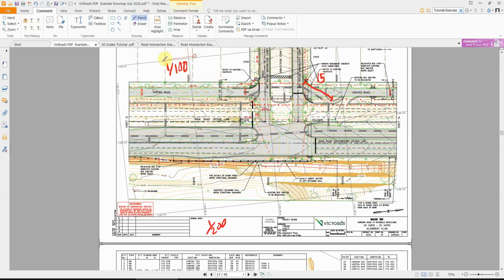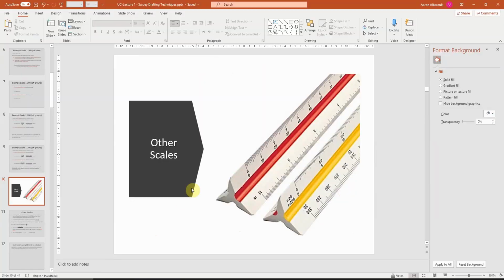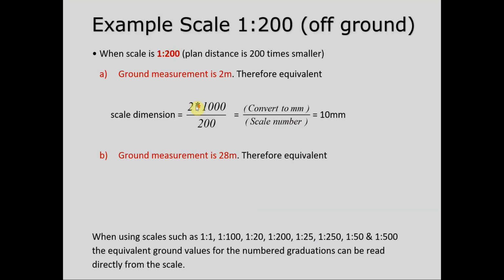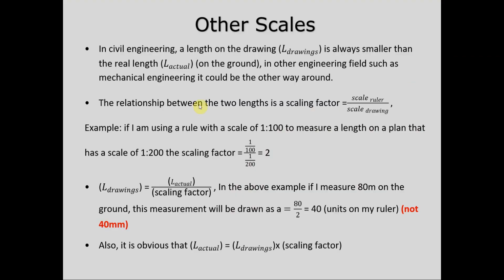Your ruler scale is 1 to 100, and your drawing scale is 1 to 200. So how do we work with this? As we agreed, let's go back here. We agreed, this is the rule here. We have to create, first of all, our scaling factor. Scaling factor is the scale of the ruler divided by the scale of the drawing.